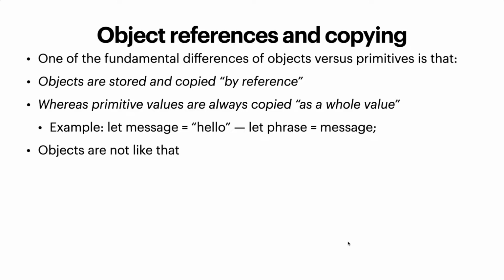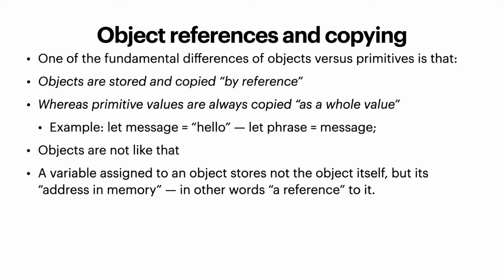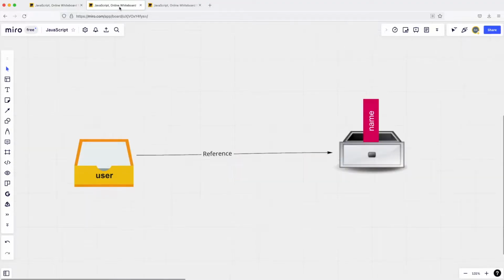But objects are not like that. A variable assigned to an object stores not the object itself, but its address in memory. In other words, a reference to it. With the help of a diagram, let's just understand it and see how it really works.